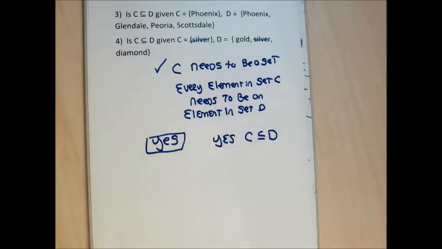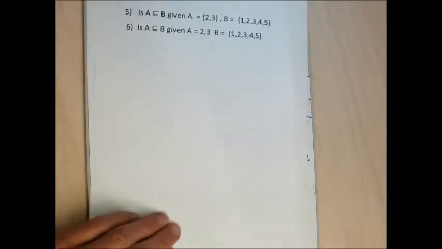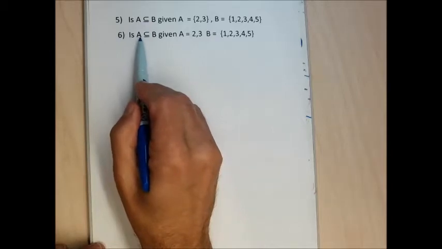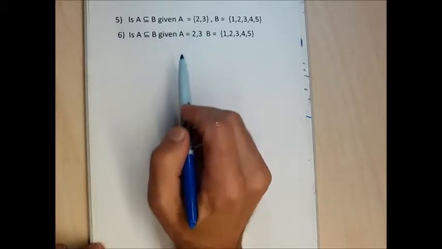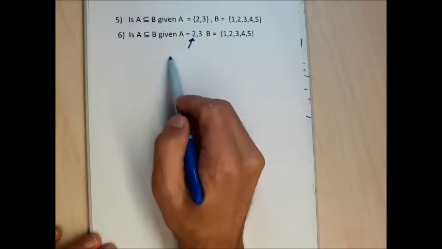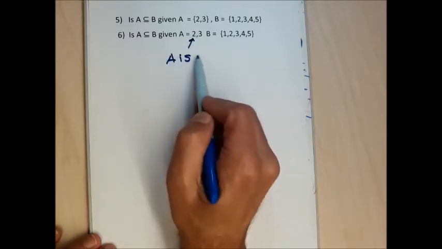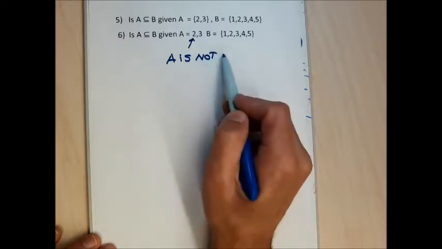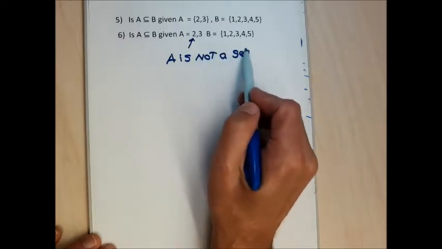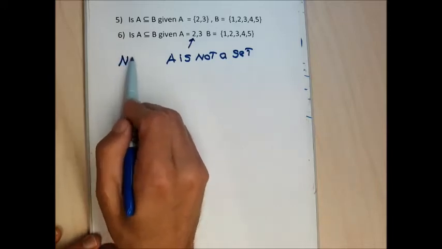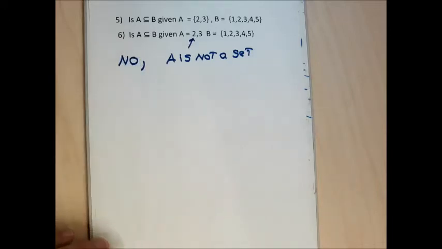Your question 3 should be real similar. When I look at 5 and 6, they're a little bit different. So I'll let you do 5, and I'll move on to my number 6. 6 says, is A a subset of B, given A is the numbers 2 and 3? Immediately, A is not a set. And in order to be a subset, you have to first be a set. So my answer is no, and I need to tell you which of the 2 reasons it violates: A is not a set.